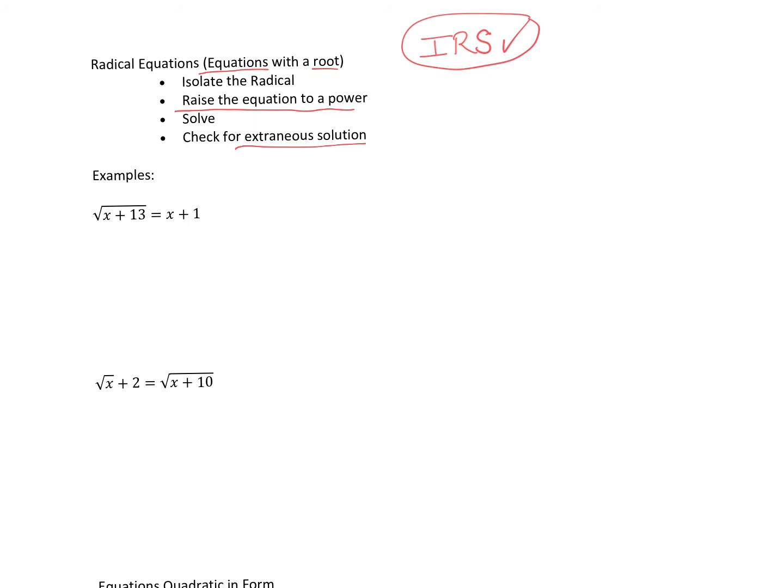In this particular case, we've already isolated the radical. This is already by itself. So it's a square root. I am going to raise it to the second power. I'm going to square both sides. Now we know that when we square a square root, the radical goes away. And we have to be careful on this side because when we square something, it means we're multiplying it by itself. So don't forget, here you have to FOIL. So we're going to get x plus 13 equals x squared plus 2x plus 1.